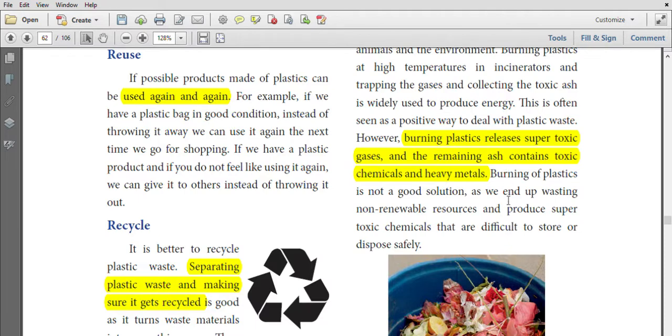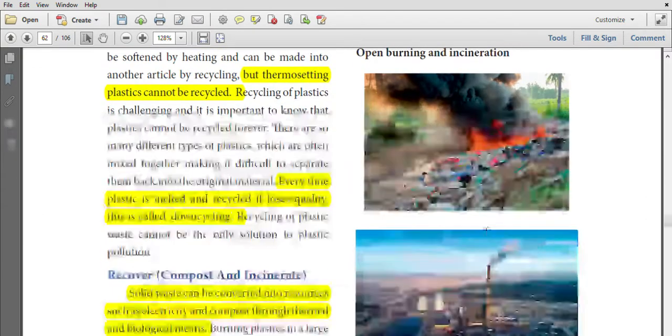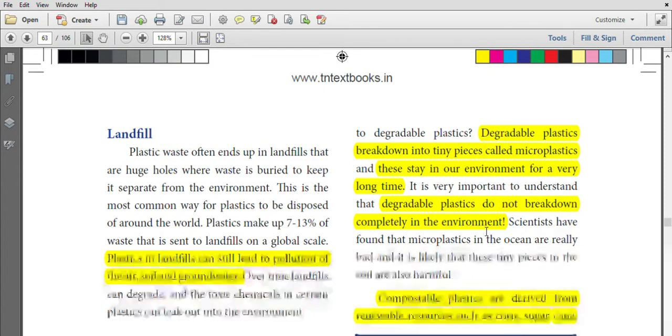Burning plastic releases super toxic gases, and the remaining ash contains toxic chemicals and heavy metals. So we don't burn plastics. Plastic in landfills can still lead to pollution of the air, soil and groundwater.